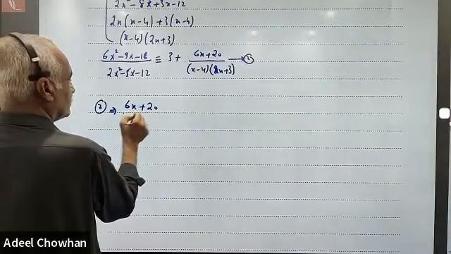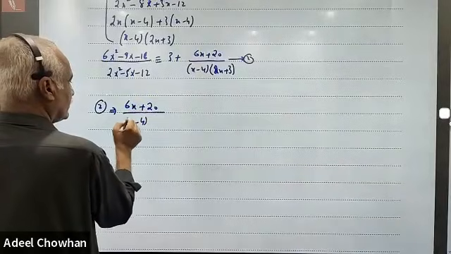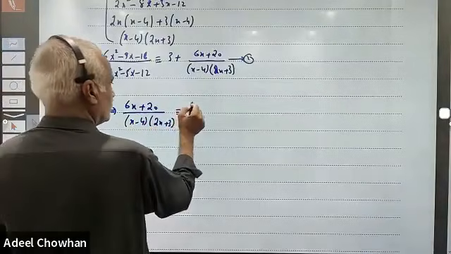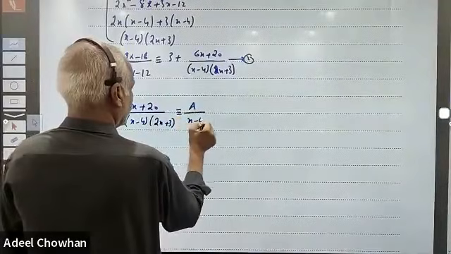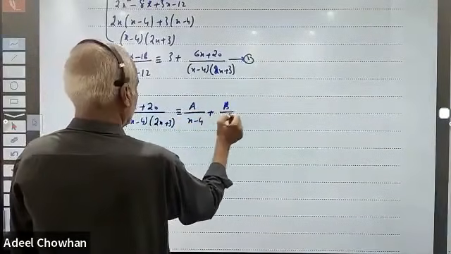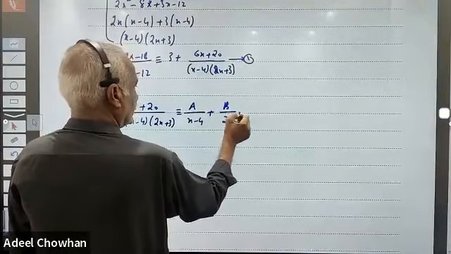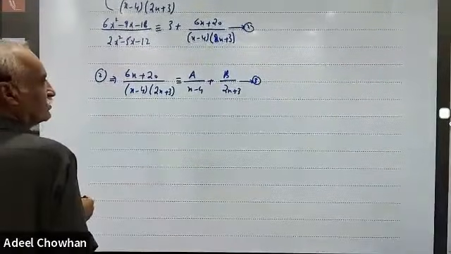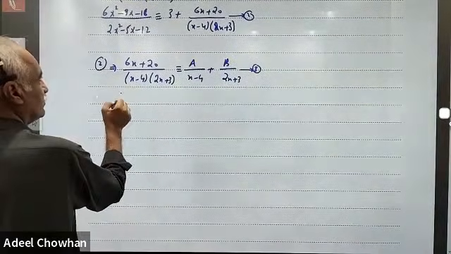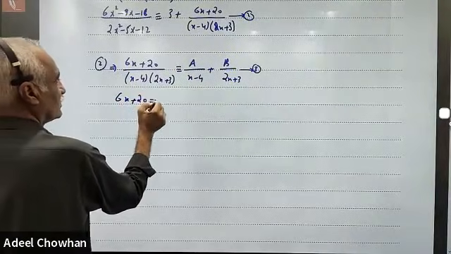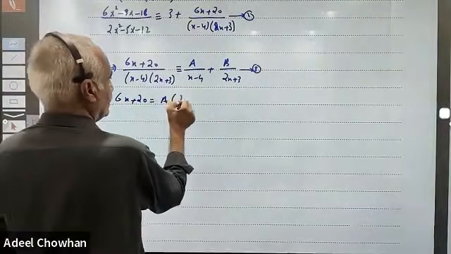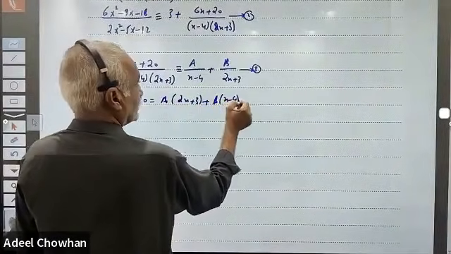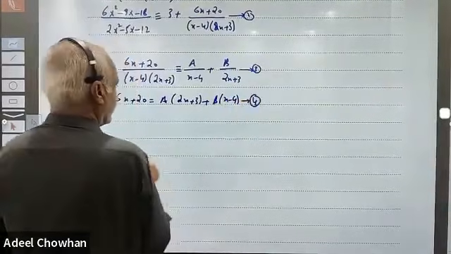(6x plus 20) over (x minus 4)(2x plus 3) is identical to A over (x minus 4) plus B over (2x plus 3), because they are distinct linear factors, so we divide each by A and B. So 6x plus 20 is equal to A(2x plus 3) plus B(x minus 4). Let's say that is equation number 4.